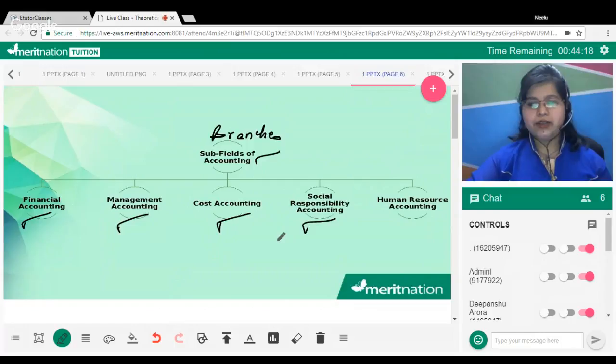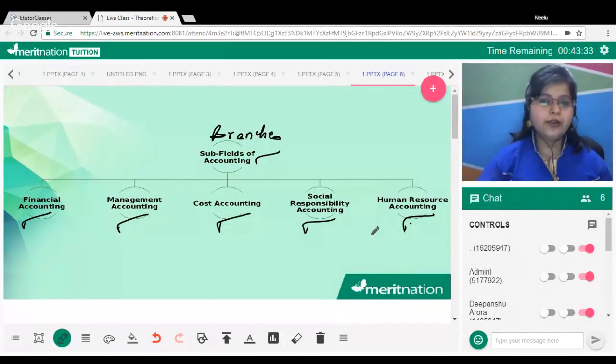Then there is social responsibility accounting. This deals with ascertaining which financial transactions of the organization are having an impact on the society as a whole. Finally, we have human resource accounting, which deals with the costs and the benefits derived from human resources. We very well know human resources, people, cannot have a price tag on them like we have on other assets. However, they do give some benefits and they do have some expenditures associated with them. So that is why human resource accounting is evolving as a new branch of accounting.